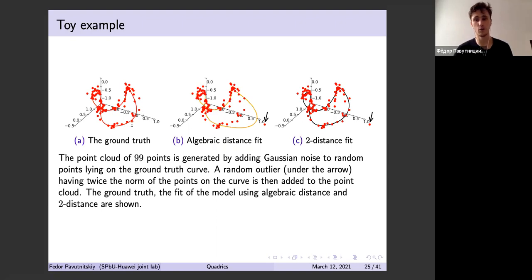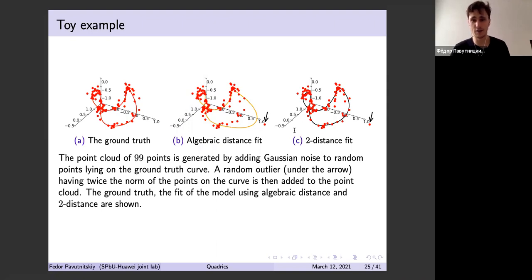And we've done it in two ways. First, we use algebraic distance, and after that we use our distance. So these are two different approximations of the distance. Yeah, I forgot one thing. We also add an outlier of norm 2, to check how the model reacts to outliers.